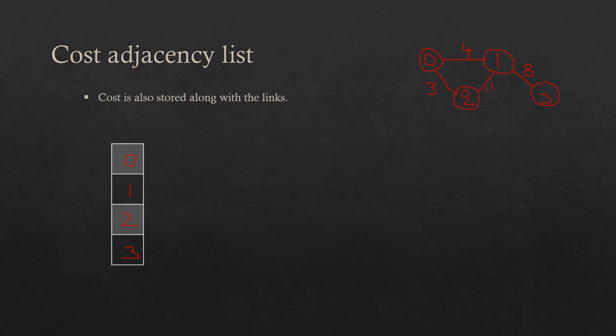Now in a normal adjacency list, if 0 is pointing to 1, we would just store 1 as its node's pointer. But instead of that, we will also store its value with it, that is the cost of it. 0 is pointing to 2. So this is how it is written, the pointer and its value.